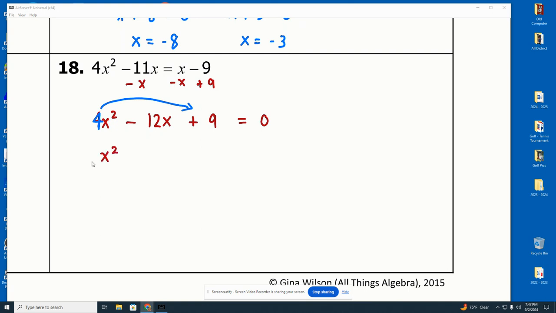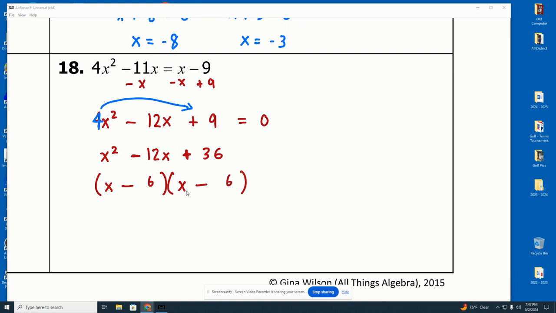X squared minus 12x, and then 4 times positive 9 is positive 36. So we factor this easy style. X times x, right? To multiply to get a positive, but that middle sign being a minus, these will both be minus. So we're looking for the two numbers that multiply to get 36, combined, because the signs are the same, to get a 12. Well, that's 6 and 6.